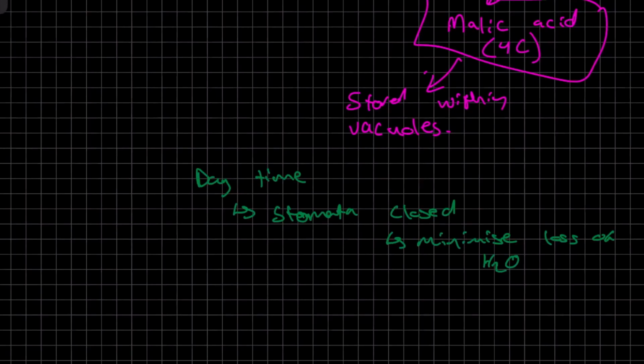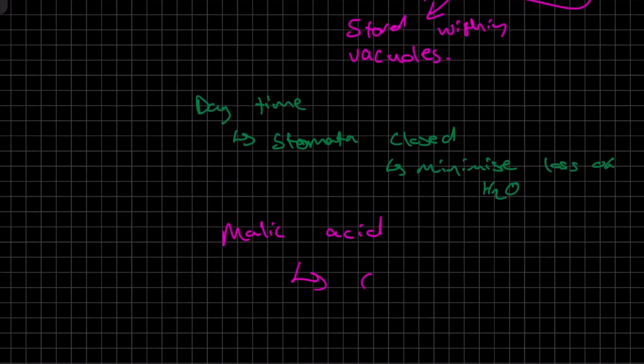So from this malic acid, we get the release of carbon dioxide, and this carbon dioxide can then be used by Rubisco during the daytime. Now, the reason that Rubisco acts during the daytime is because during the daytime we have sunlight, meaning that the light-dependent stage of photosynthesis can occur and generate ATP and NADPH required for our Calvin cycle. So our carbon dioxide can only enter the Calvin cycle when we have the ATP and the NADPH ready for it to occur. So this carbon dioxide during the daytime is released by malic acid.